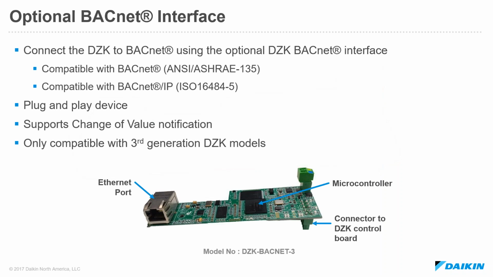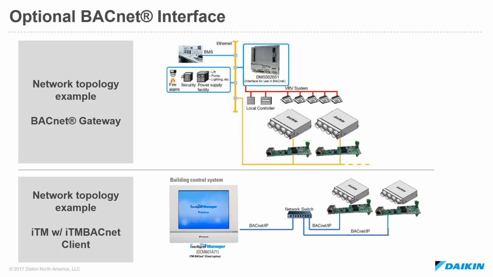So this is a plug and play option that's compatible with BACnet IP, and essentially it supports change of value notification. And do note that these are generation specific. In the case of the current 3rd generation DZK, there is a 3rd generation DZK BACnet board, which is the DZK BACnet-3. If you had something in the field that's a generation 2, we do have a 2nd generation BACnet card, but they are not forwards or backwards compatible. So we have to use a 3 with a 3, a 2 with a 2.